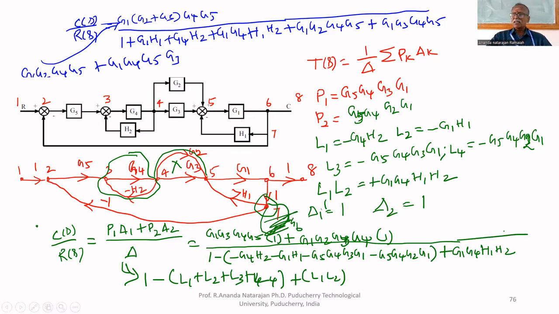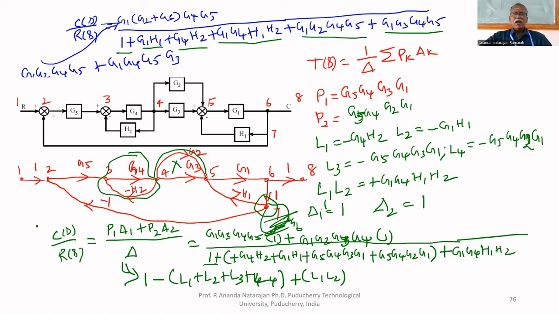Only thing is you have to bring that minus sign inside. If you bring that minus sign inside, what you will get? Everything becomes plus. That's all. If we check with that block diagram reduction method, G1, G4, H1, H2 is there. G5, G4, G2, G1 is also there. G5, G4, G3, G1 is also there. G1, H1 is also there. G4, H2 is also there. 1 is also there.